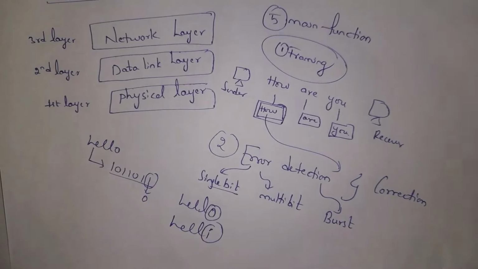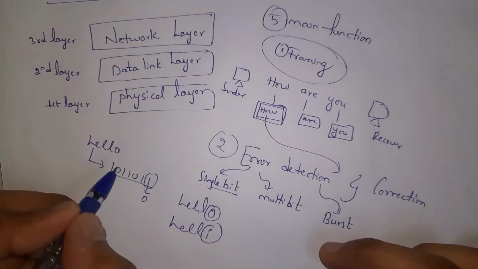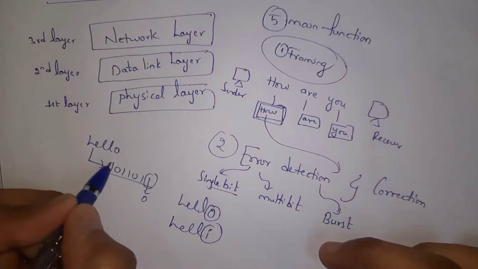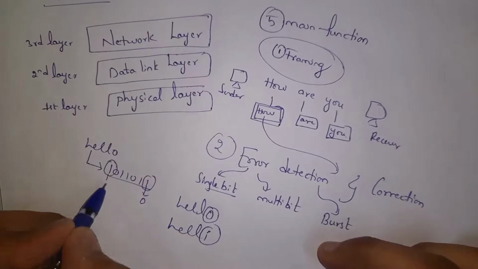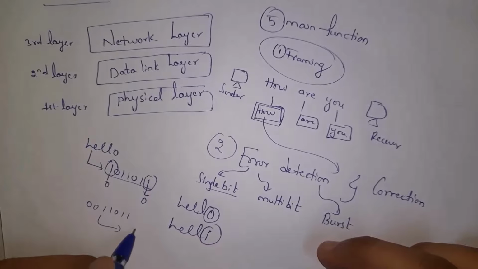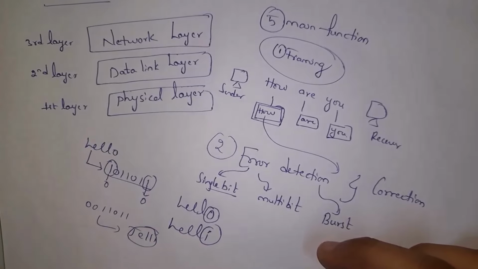Multi-bit error means there will be multiple bit changes due to noise. For example, 1 is changed to 0 and as well as here 1 is changed to 0. Person will receive wrong message like JELLI due to multi-bit change.